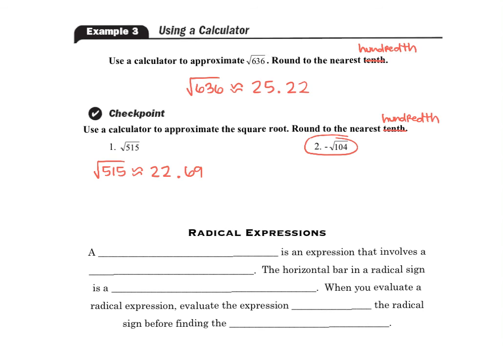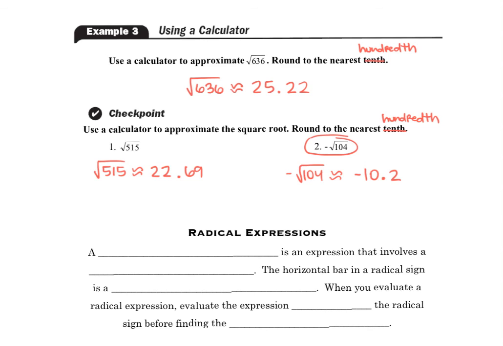Okay, but on this one, you're going to type into your calculator the square root of 104. Don't put the negative sign yet. And you see that it's 10.2 because that 8 rounds the 9 up, which then rounds the 1 up. So the negative root of 104 would be approximately negative 10.2. So if it has the negative sign in front of the radical sign, you're just going to put a negative sign in front of your answer. You're going to give the negative root of that.